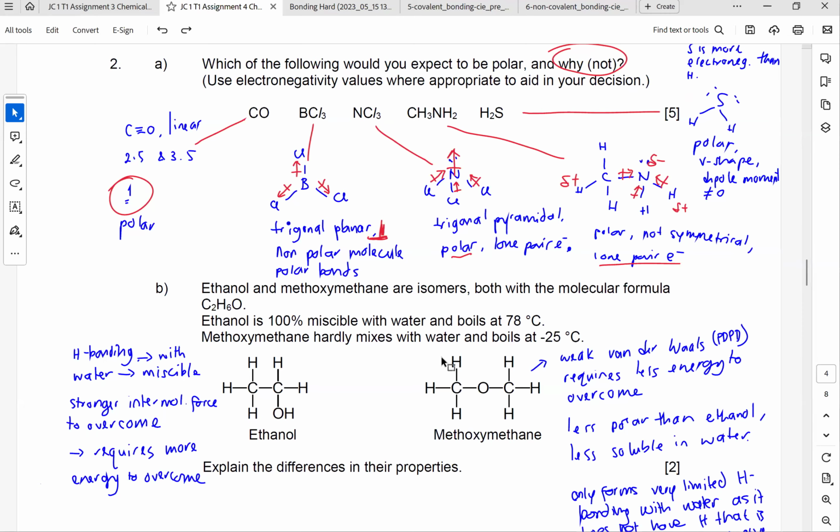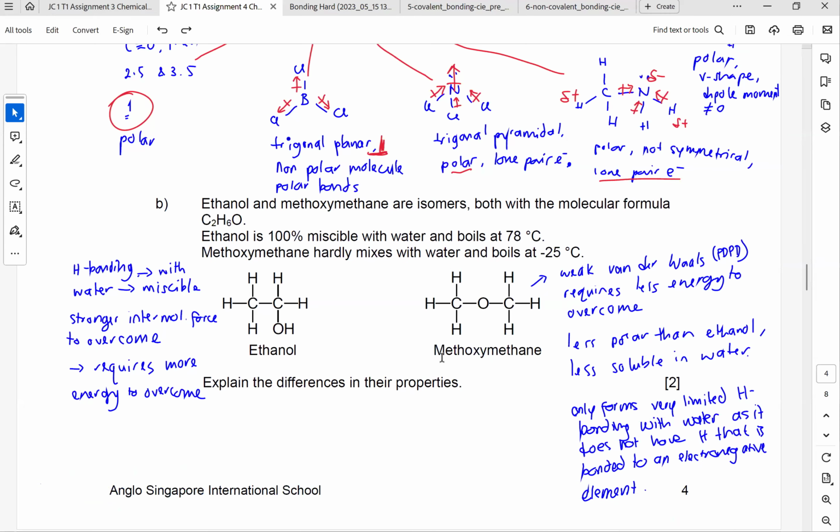B, ethanol and methoxymethane. So explain the differences. That means you need to explain the miscibility in water. Miscibility means almost like dissolving. You can't distinguish the layers anymore, okay? Because everything mixes, everything dissolves in one another. So this miscibility depends on their ability to form hydrogen bonding with water. So please write down "with water". This is to explain miscibility.